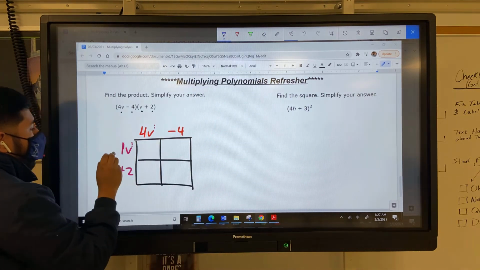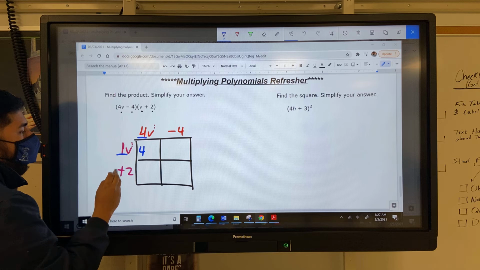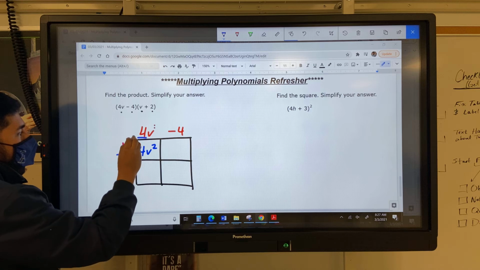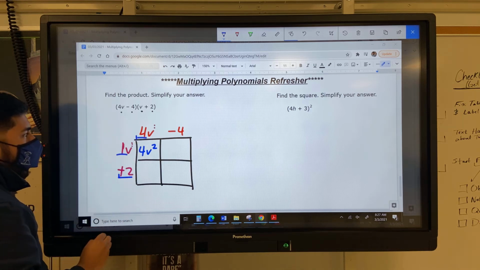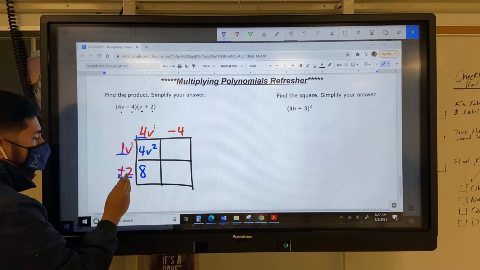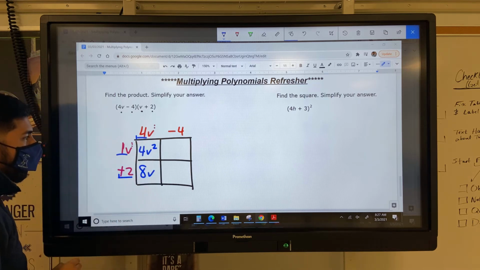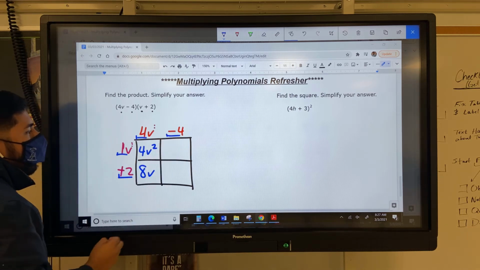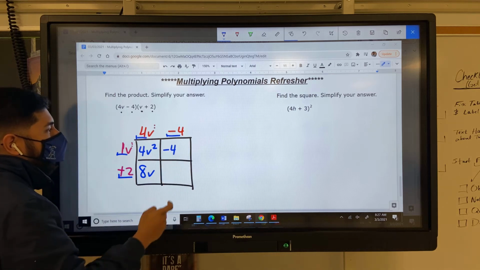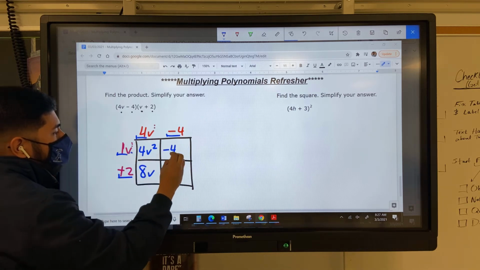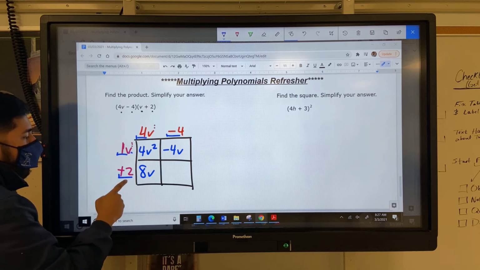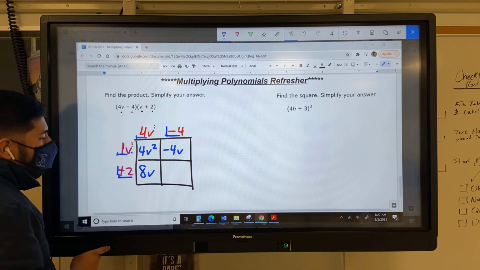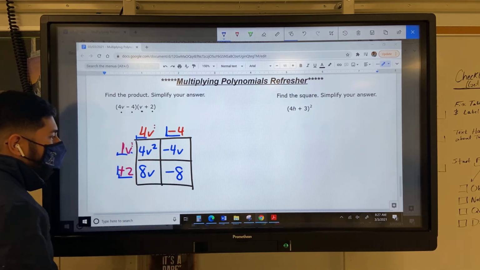And let's do it. 1 times 4 is 4. V1 and another V1 gives me V squared. 4 times 2, that's 8. This one doesn't have a V, but this one does, so I keep the V. Go upstairs. 1 times negative 4 gives me a negative 4. This one does not have a v, but this one does, so I keep the v. And last part, 2 times negative 4 gives me a negative 8.